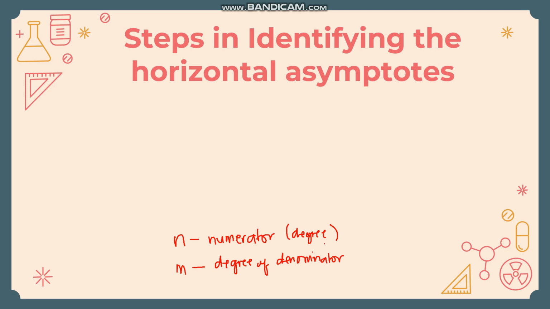Again, when we are trying to identify the horizontal asymptote, we have to look at the degree of the numerator, which is denoted by n, and we also have to look at the degree of the denominator, which is denoted by m. And we have to identify the relationship that exists between the two so that we can identify the horizontal asymptote.